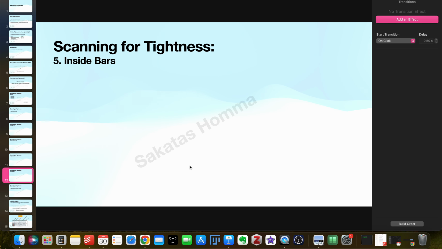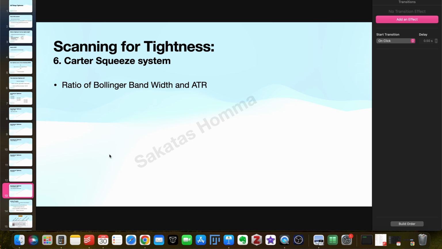Let's get back. All right. This is the fifth way to scan for tightness. Now, the sixth way is one of my favorite ways. It's called the Carter squeeze system. Just like the number one way to scan for tightness was to put a ratio of range and ATR, all we are doing in the Carter squeeze system is, instead of a fixed range like 3%, 5%, 6%, using the Bollinger band width. Better than a fixed range is Bollinger band width, which changes from stock to stock. So even if something doesn't come within your 4% tightness, but the Bollinger band is actually tight, then it will come.